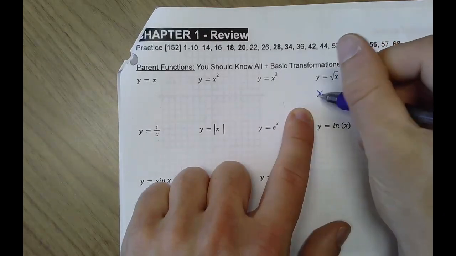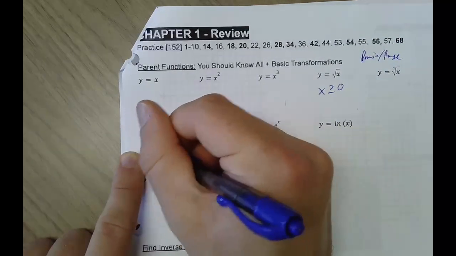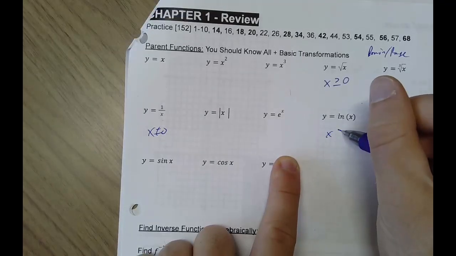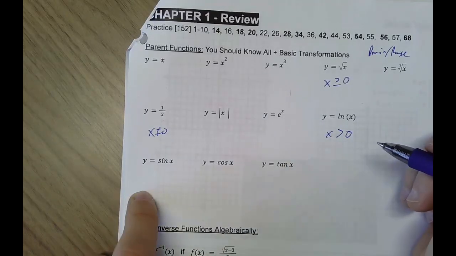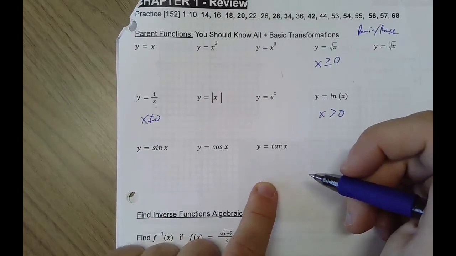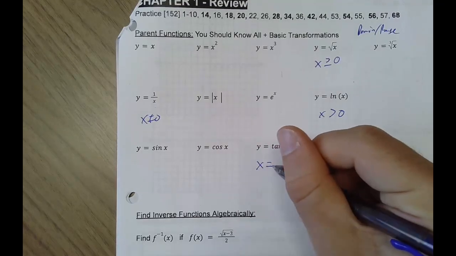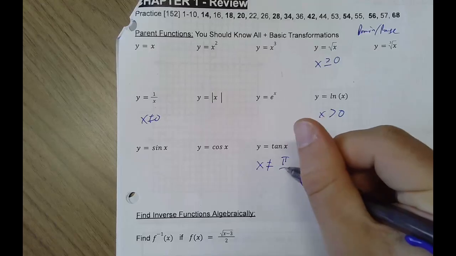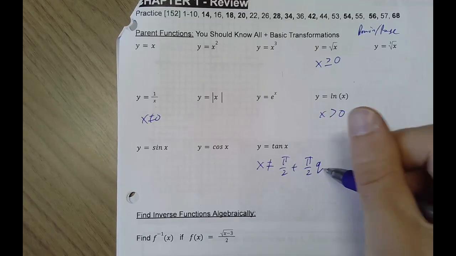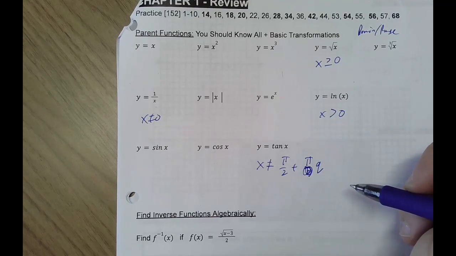This domain is x must be greater than or equal to 0. Here x cannot equal 0. Here x must be greater than 0. Here for tan, x cannot equal pi over 2 plus pi over 2 q. Sorry, plus pi q. Yeah.